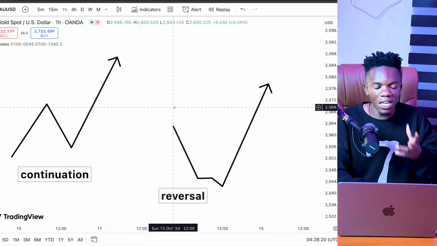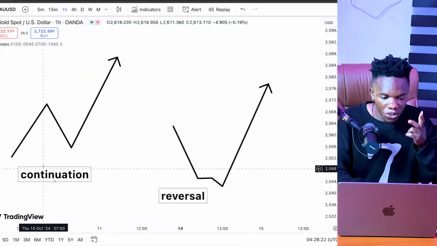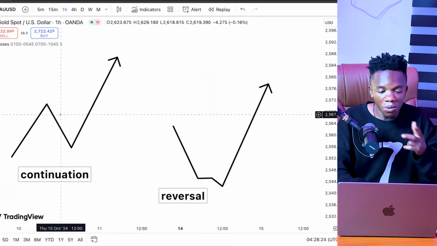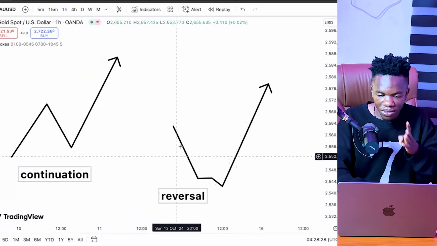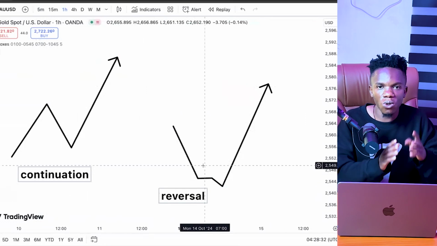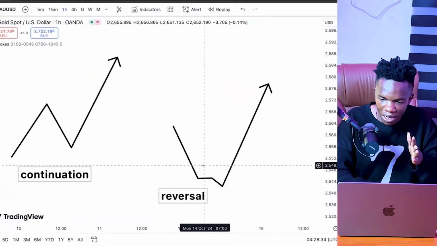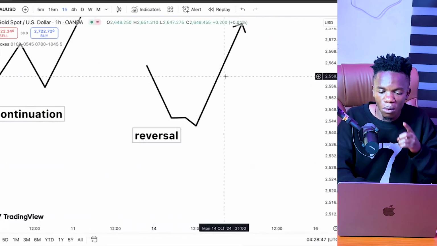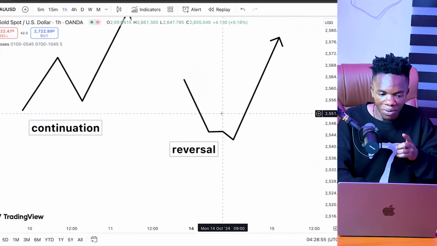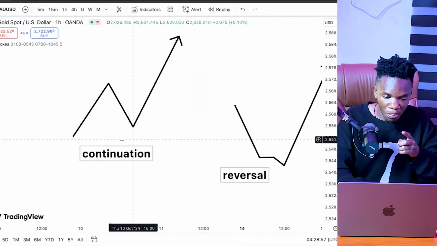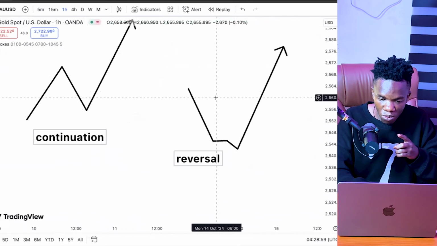So as I was saying, we have two styles of entry: continuation and reversal. We have talked about the continuation. Now let's focus on this reversal approach, because this is where it becomes somewhat complicated for so many of you guys. For the reversal approach, you have to be very, very careful, because sometimes the market may repeat this particular pattern on this very move right now.